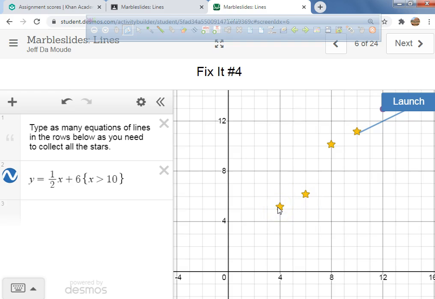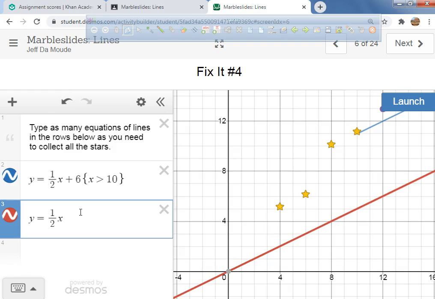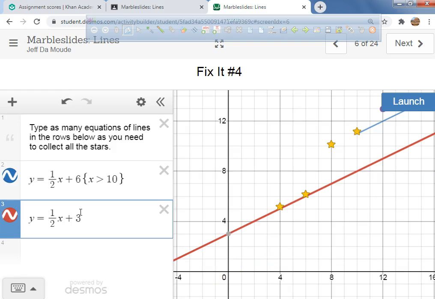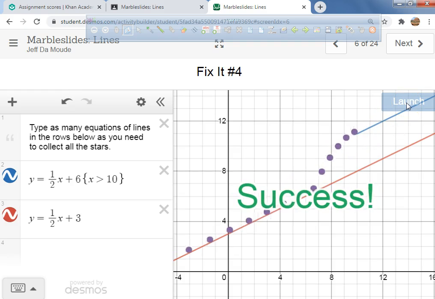But if I keep going down, ready? Over 2, down 1, over 2, down 1. Looks like my y-intercept's at a 3. So I'm going to put y equals 1/2 x. All right, I'm going to put plus 3. So now I have something for the marbles to jump onto and hit those other stars.